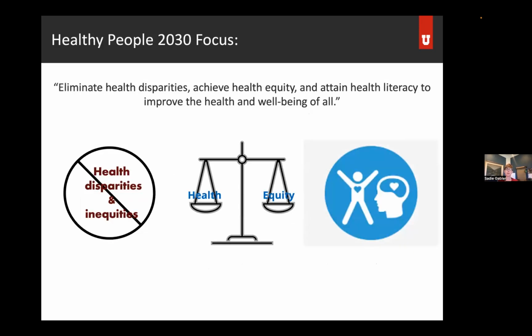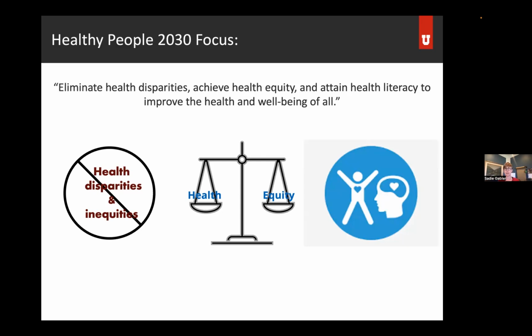So Healthy People 2030, the focus for Healthy People 2030 is to eliminate health disparities, achieve health equity, and attain health literacy to improve the health and well-being of all. This is the first time that Healthy People... it's been Healthy People 2010, Healthy People 2020, Healthy People 2030. We're still talking about the same thing. This has been going on for decades about health disparities and health inequity.